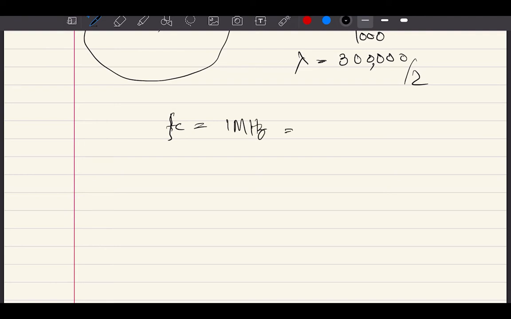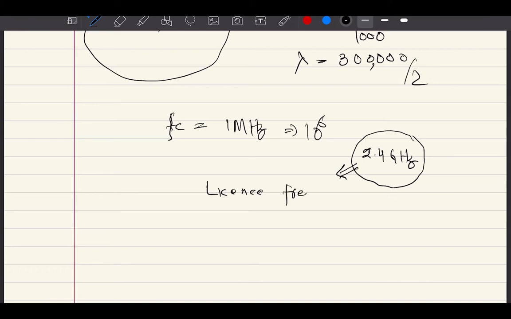1 megahertz means 10 raised to power 6 hertz, or even more than that. For example, for a Wi-Fi signal you are using 2.4 gigahertz, or even for your microwave you are using 2.4 gigahertz. And do you know why we are using the 2.4 gigahertz band so frequently? For example, your Bluetooth is using 2.4 gigahertz, or your Wi-Fi. Why? The reason is this 2.4 gigahertz is a license free band.